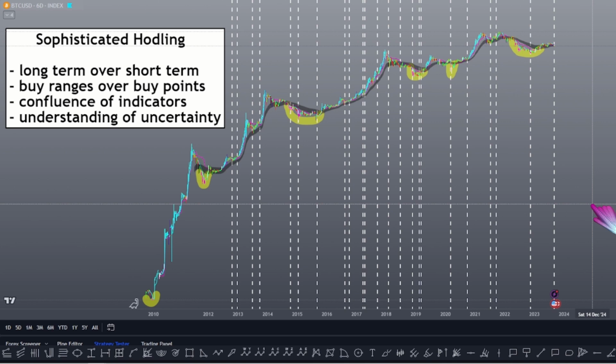I prioritize long-term over short-term, which is why I mentioned position trading earlier. I prioritize buy ranges over buy points. I also think the confluence of a large number of indicators is very important as well. And when it comes to the emotional side of the market, I think having an understanding of uncertainty is highly important.